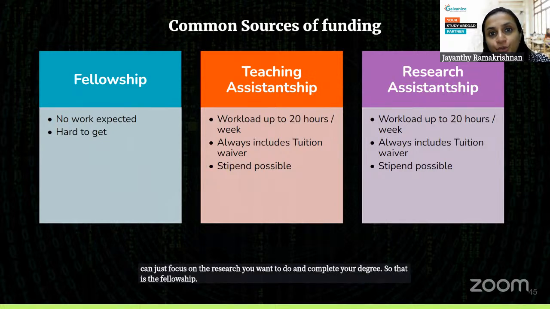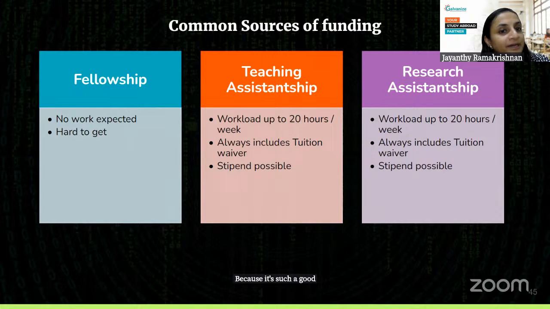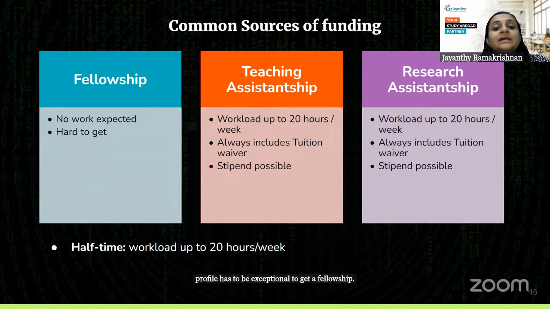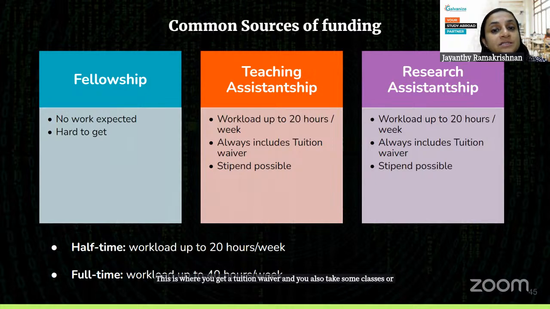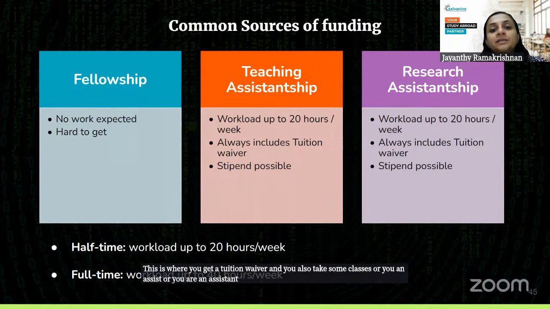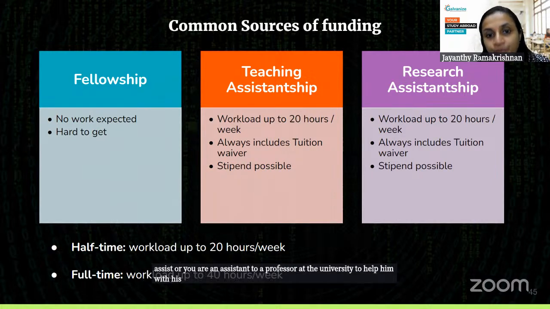Because it's such a good deal, obviously it's very difficult to get, and your profile has to be exceptional to get a fellowship. The other option is a TA. Now, this is where you get a tuition waiver and you also take some classes, or you are an assistant to a professor at the university to help him or her with their classes. Okay.